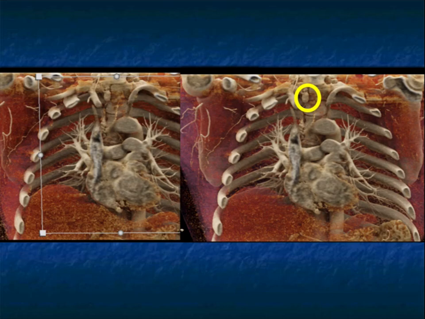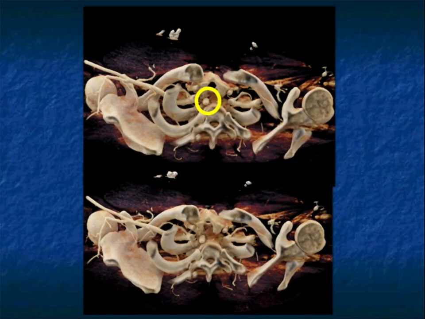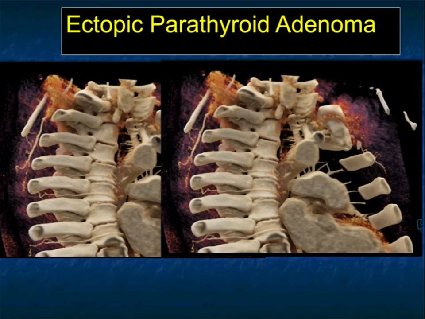Classic, again, thinking node, thinking metastasis. What else should you be thinking about? There it is again on the cinematic. I'll count to 3 and ask for an answer, and the answer is an ectopic parathyroid adenoma.